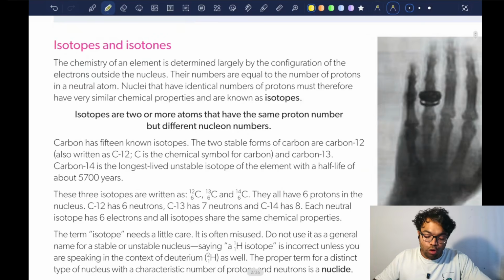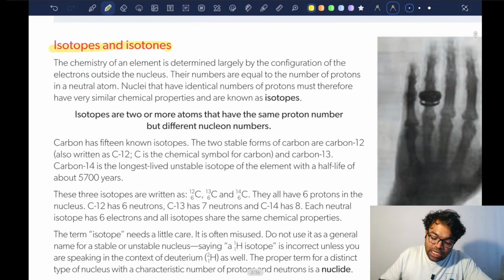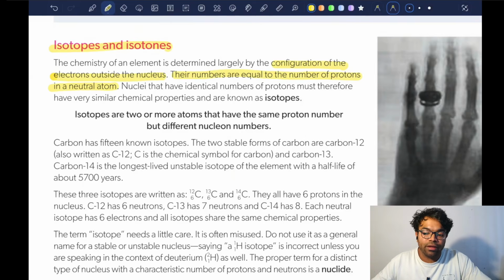Okay, now isotopes and isotones. The chemistry of an element is determined largely by the configuration of the electrons outside the nucleus. Their numbers are equal to the number of protons in a neutral atom. So always, all the chemical properties that we study, the reactivity, valency, number of electrons, ionization energy, the enthalpy, all these properties of an atom are given to it by the electrons surrounding the nucleus. So an electron plays a major role in the chemical properties of an atom.